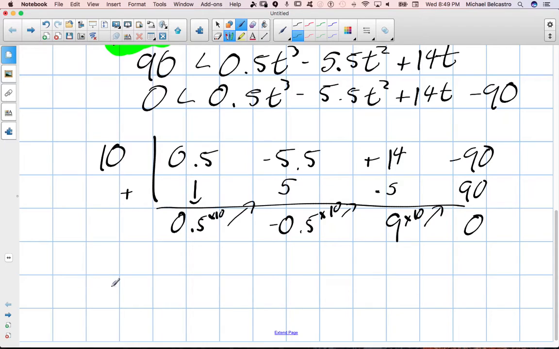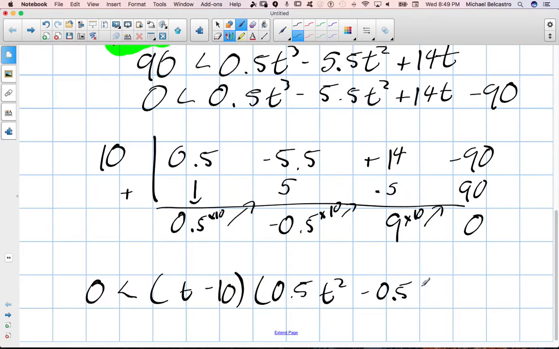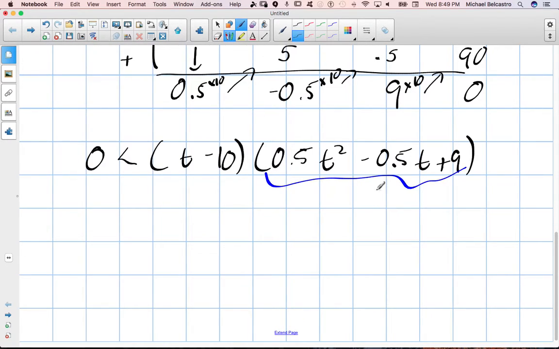So the equation can now be written as 0 is less than the bracket t minus 10. We're using t in this case, so instead of writing x, we use t minus 10. And the rest of the equation, here's our coefficient, 0.5 t squared minus 0.5 t plus 9. We can now try to factor this using the quadratic formula. I'm actually going to use the discriminant to make sure this has some x-intercepts. Remember, the discriminant is b squared minus 4ac. We just need a positive value.